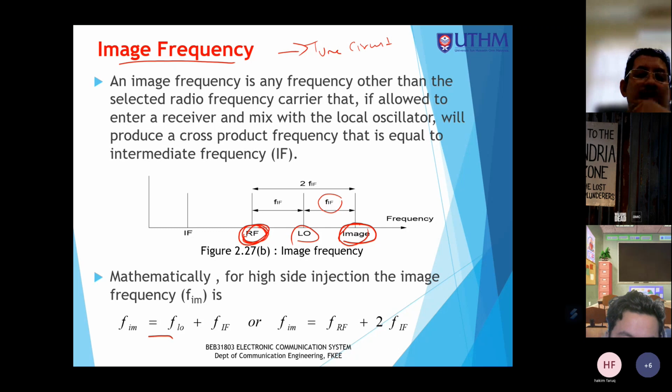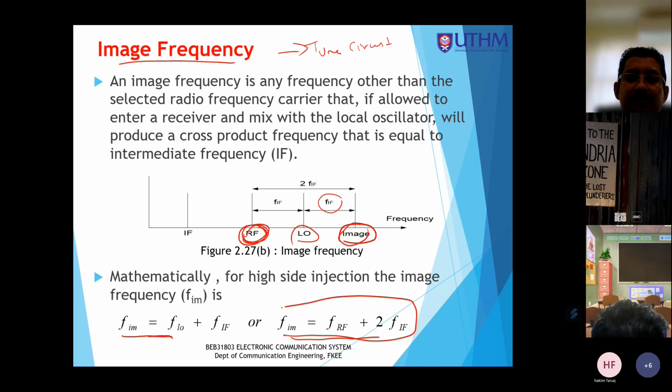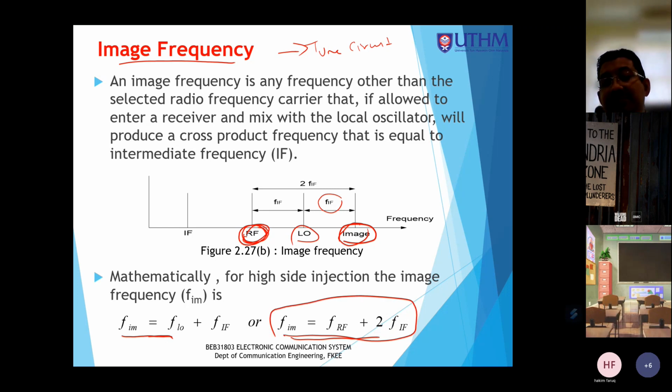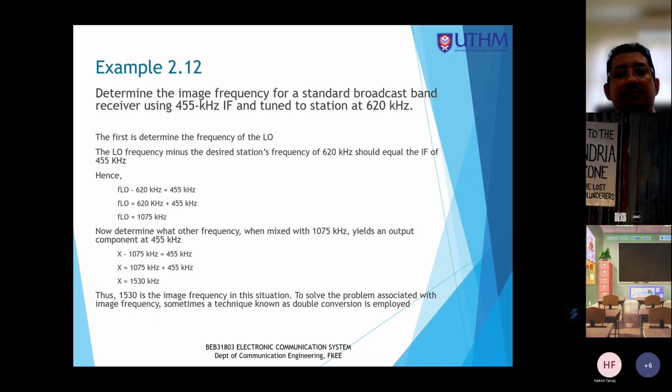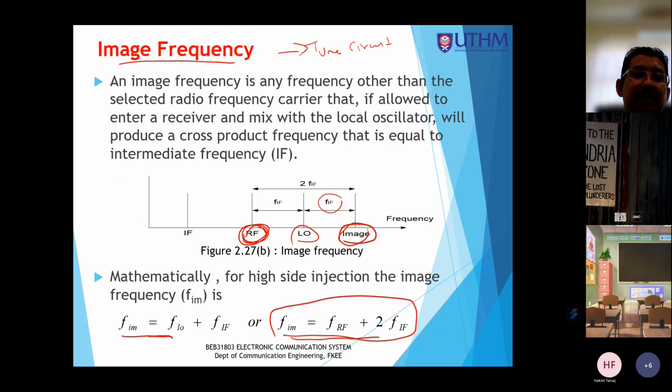Okay, so the image frequency can be found as F image equals FLO plus FIF, or F image equals FRF plus 2 FIF. So this is the same thing actually. From here there is an example to determine the value of the image frequency. For your information, this question is a popular one that often comes out in the exam, so you need to know about this.